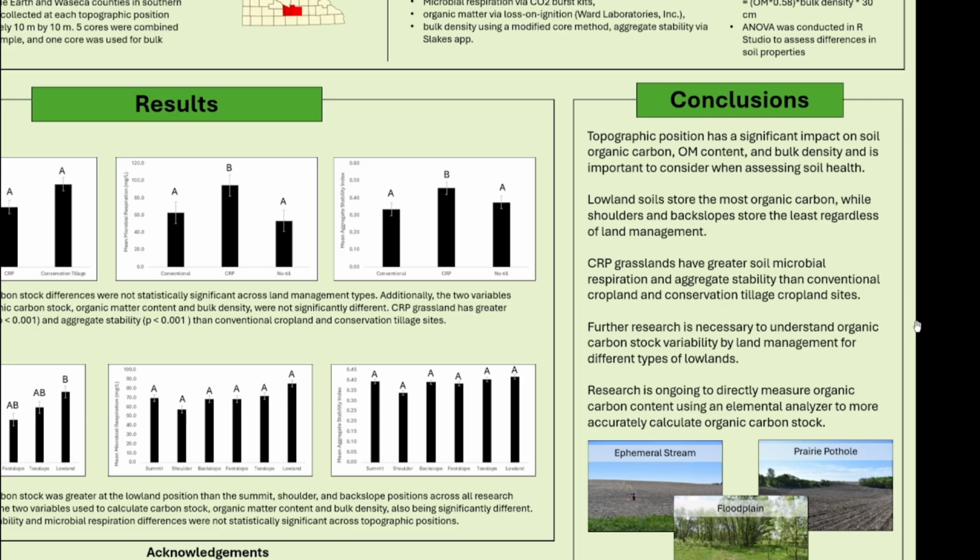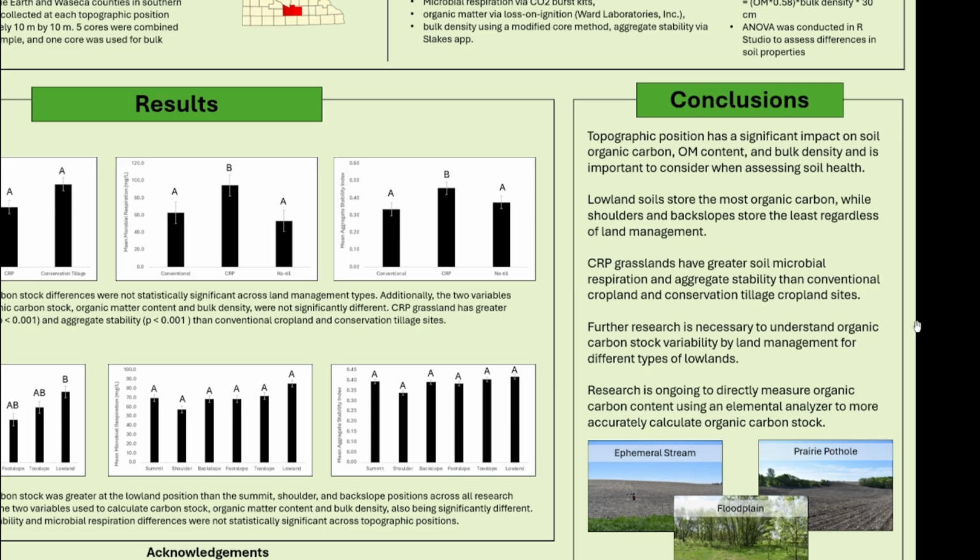For land management, CRP grasslands do have greater soil microbial respiration and aggregate stability than conventional cropland and conservation tillage cropland sites. So land management does play a factor in soil health. Further research is necessary to understand why the organic carbon stock variability by land management is different.